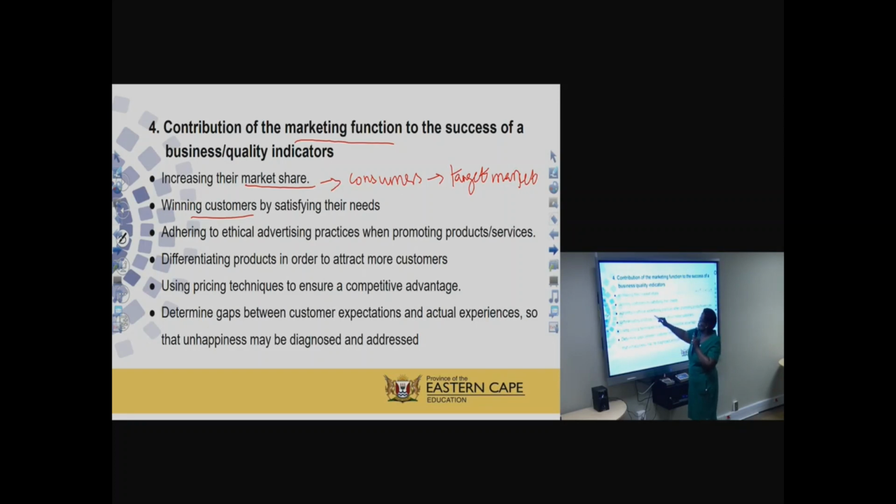And also when you do the advertising, when you're doing a promotion, you must ensure that you are doing ethical advertising, because you want to arouse the interest of the consumers. Then differentiating products in order to attract consumers. You don't have to produce products that are the same as your competitors, because your clients will be confused. You will lose the customers when you can't differentiate. With the pricing techniques that we use, you must ensure that you have a competitive advantage, that is, you are able to beat your competitors. You must also be able to determine gaps between customer expectations and the actual experiences.